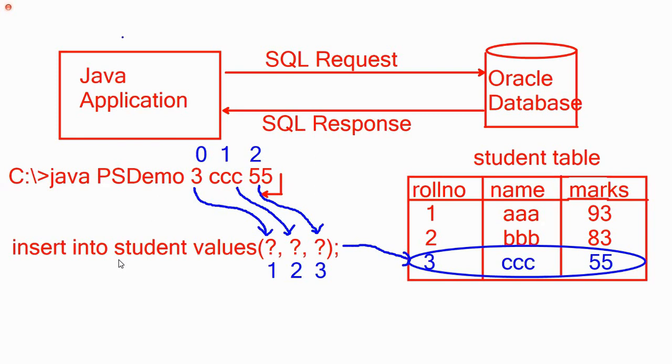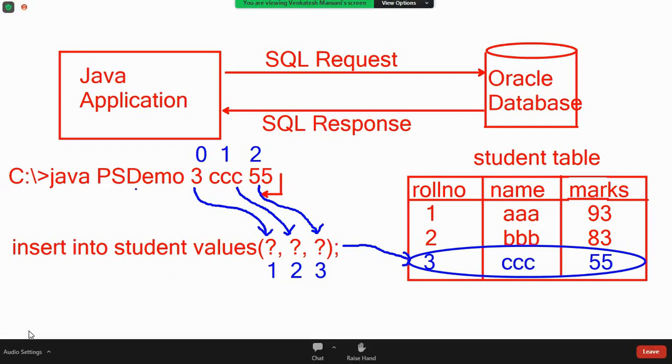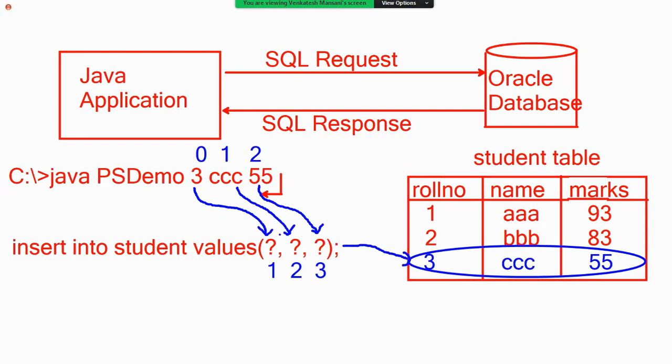See, through the Java application, we will send an SQL request. That SQL request is only this query. This is a dynamic query. Now the query is there, but the values are not there. The values, while executing the program at the command prompt, we are passing. These values are received here, and with the setter methods the query is executed. Then it is inserted in the database.